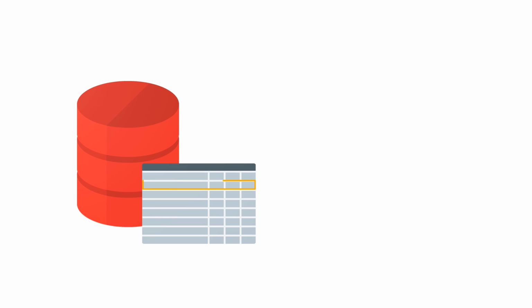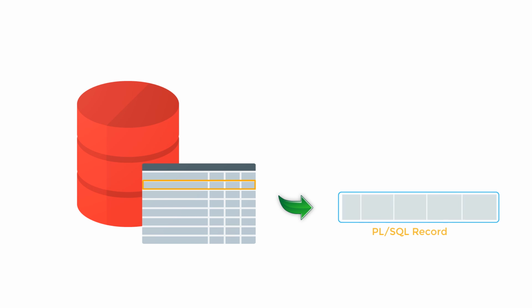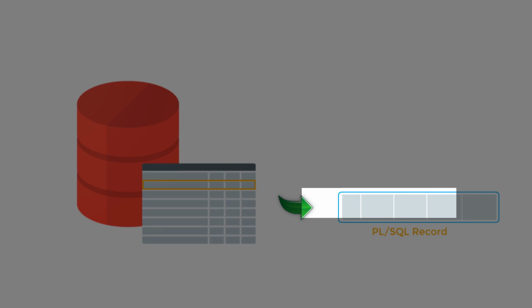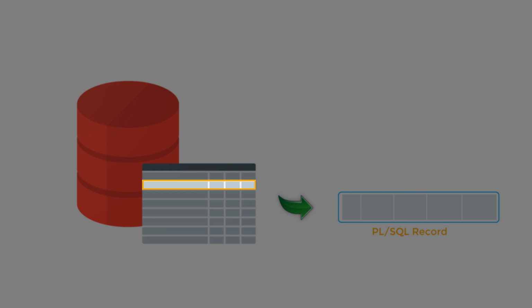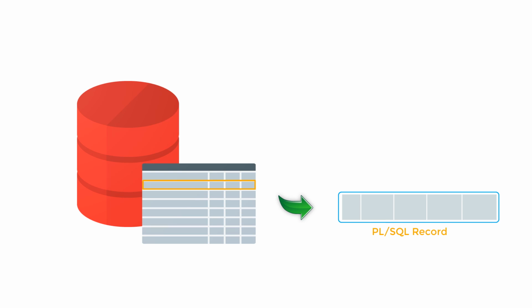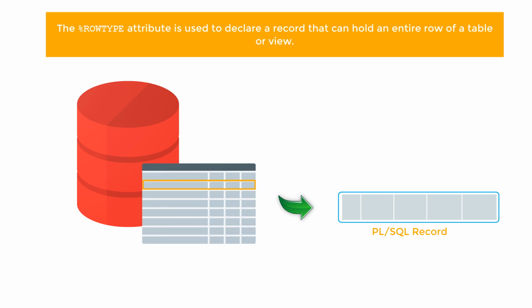Suppose you want to retrieve all the fields of an employee into a PLSQL record. Do you wish there is some attribute that can define a record with exactly the same structure as that of the employees table without redefining the entire structure again? Yes, this is possible with the help of the %ROWTYPE attribute.